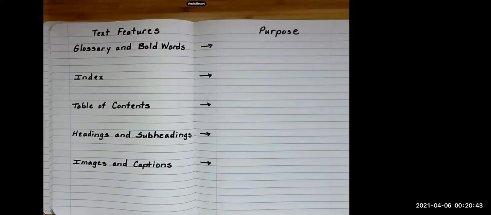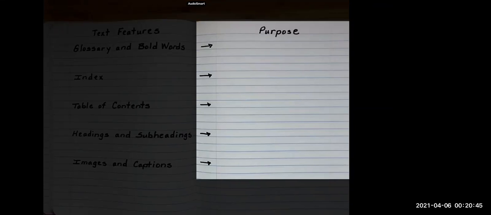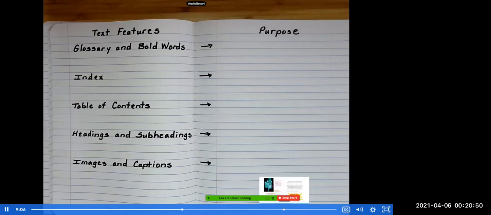Please pause here to check your work. You just want to make sure that you have a purpose for each text feature. Just hit play when you're ready to move on to the next section of our lesson.